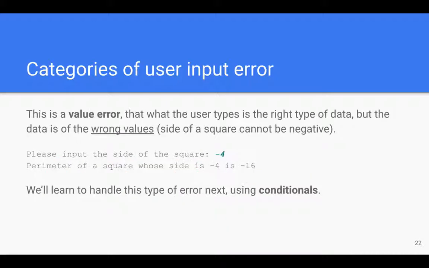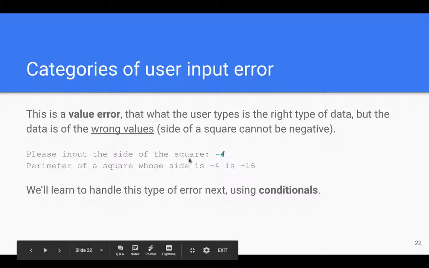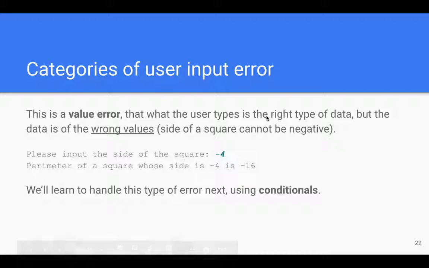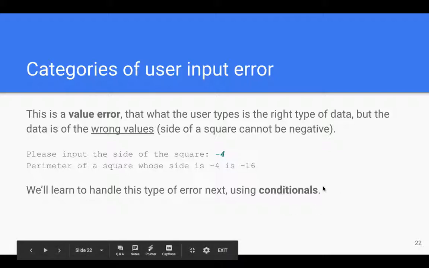But we can handle a different type of error, and that is a value error. That is, whatever the user types is the right type of data, but the data itself has some wrong values. So in the example we just saw, the side of a square really should never be negative. So we will learn how to deal with that as our next topic using conditionals.